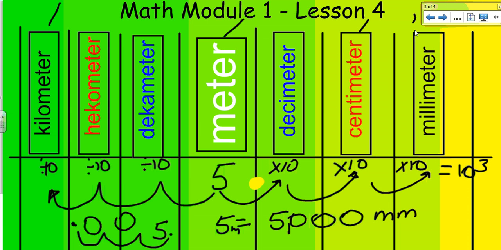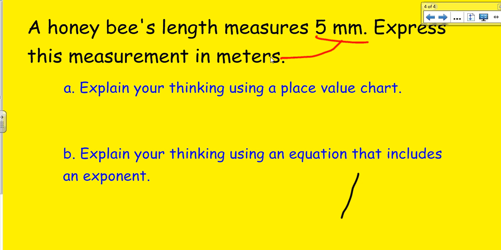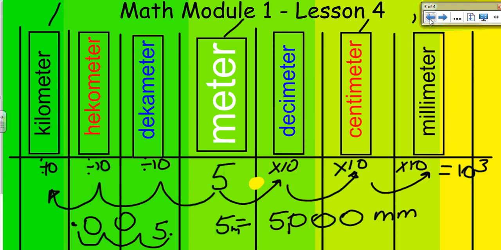All right, now if I look at my chart, I can see they want me to go from here all the way to meters. So I'm going, oh, look at that. I'm going to the left based on this, and that means I'm not multiplying. I'm dividing. I'm going to the left. So let's go back over here. So now it says, explain your thinking using a place value chart. Well, let's just explain this thinking looking right here.